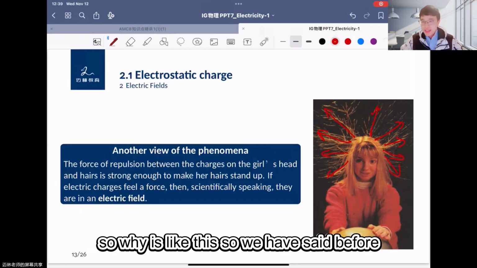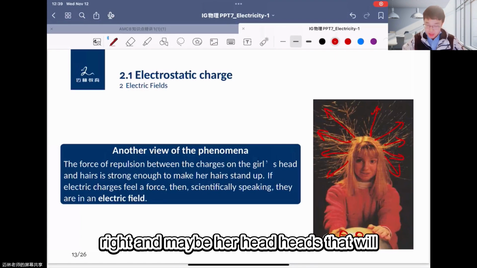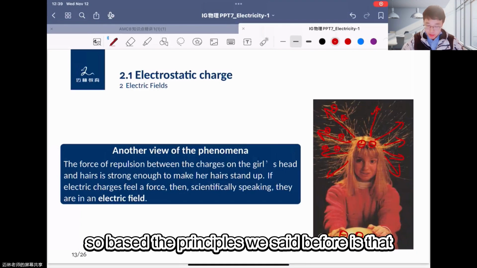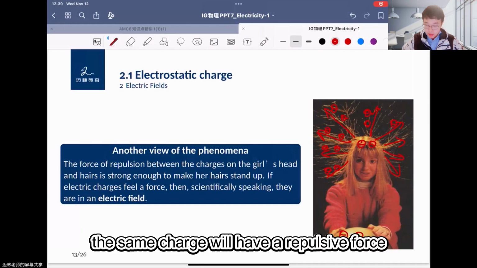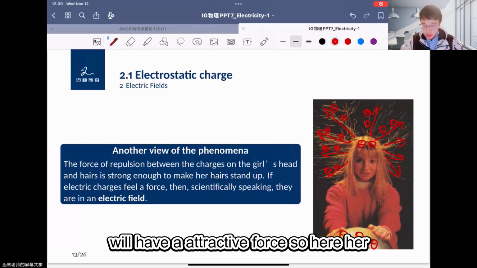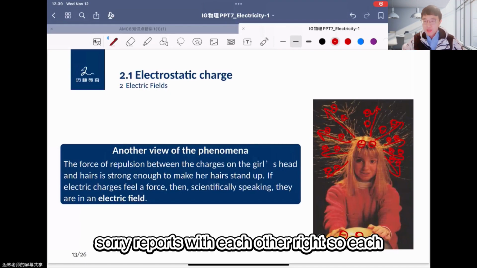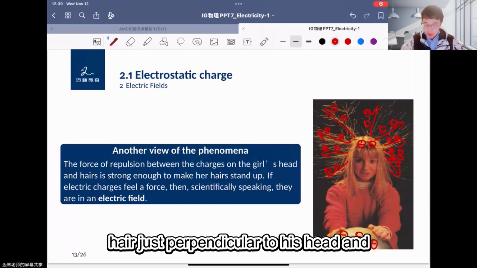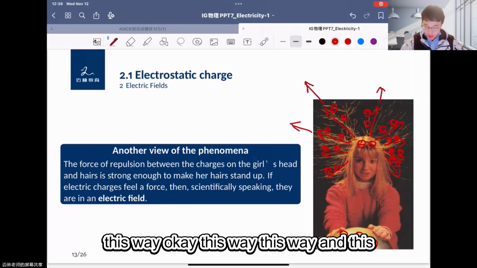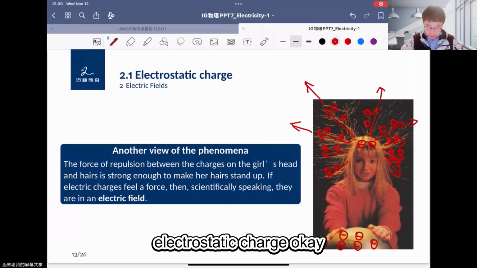So why is it like this? We have said before that if the ball takes negative charge, her hair will also have negative charge. So here is also negative charge, right? Based on the principle we said before, the same charge will have a repulsive force and a different charge will have an attractive force. So here, her hairs repulse each other, right? Each hair is perpendicular to her head and goes in this way, and this way. This is for the electrostatic charge.